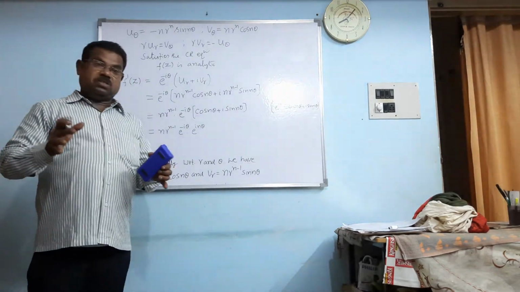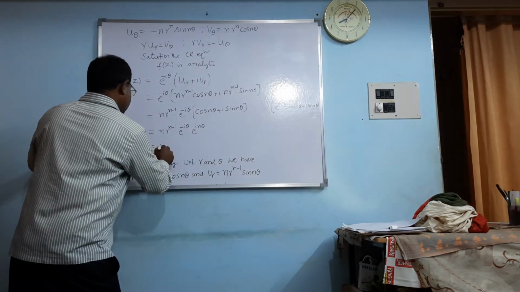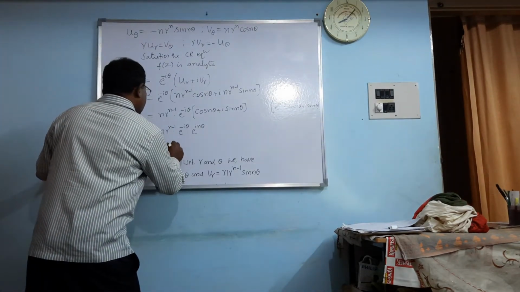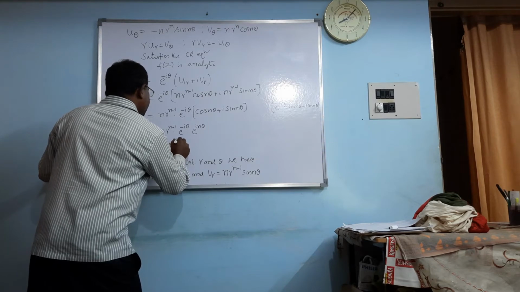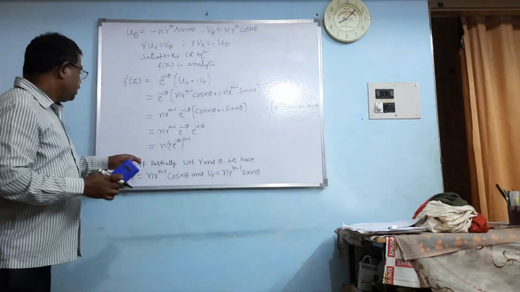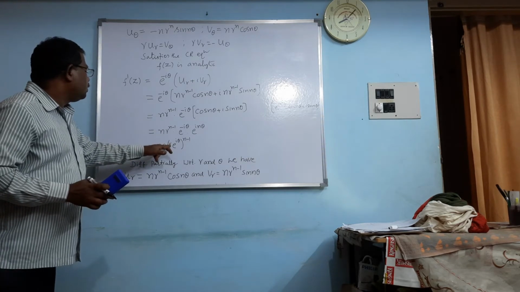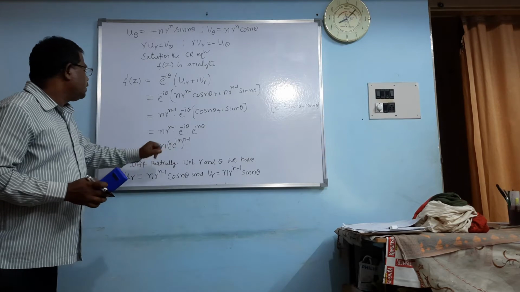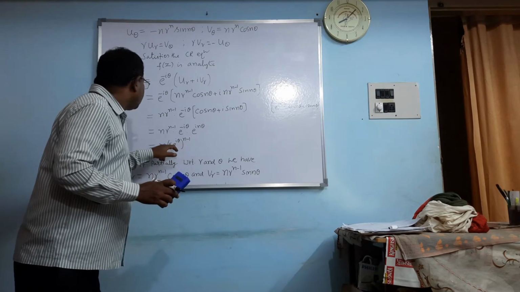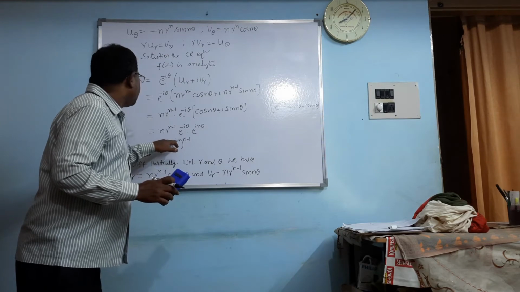Next, observe this. What is common in this place? n into z means what? r into e to the power of i theta. Yes. Next, observe this. Here n into r to the power of n minus 1. Yes, here. What is e to the power of i theta n?